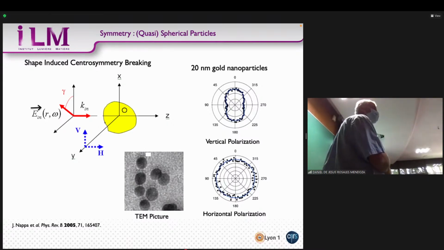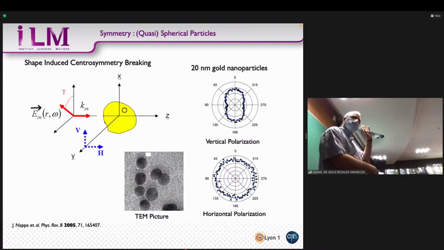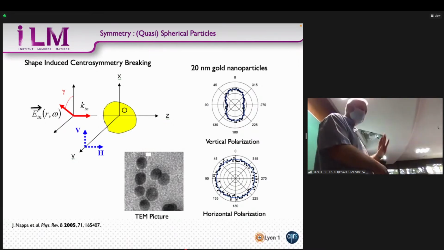Yes? I don't know if you already mentioned it, but those nanoparticles are colloidal or are supported with something? No. They're never supported. They're supported for this TEM picture, but we always consider them distributed in the solution. So colloidal solution. Yes.